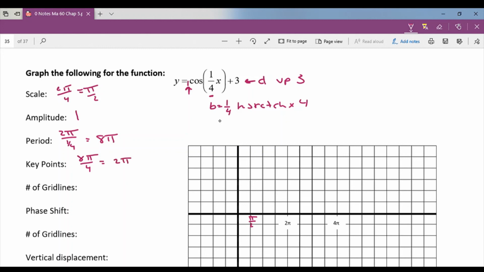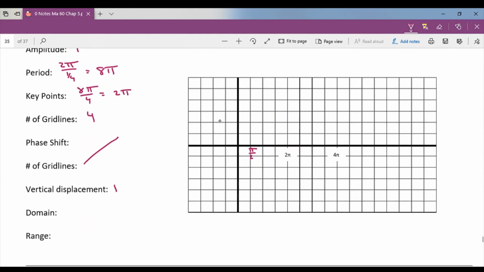How many grid lines is 4 pi or 2 pi? Well, let's just look. 1, 2, 3, 4 grid lines. Yay! And do I have a phase shift? No. Do I have a vertical displacement? Yes. I'm going to go up 3.